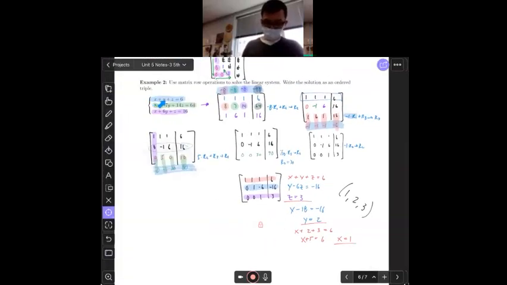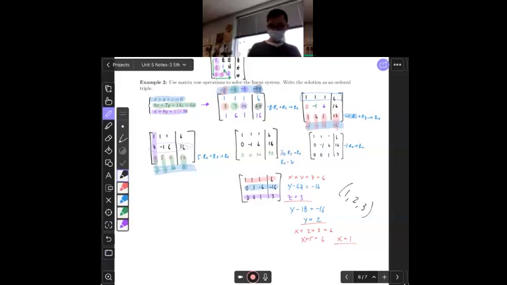So again, we can check our answer pretty quickly, make sure it's right. 1 plus 2 plus 3 is 6. 8 times 1 is 8. 2 times 7 is 14. That gives us 22. 14 times 3 is 42. So 22 plus 42 is 64. And 1 plus 12 is 13. Plus 3 is 16. Checks all three equations.